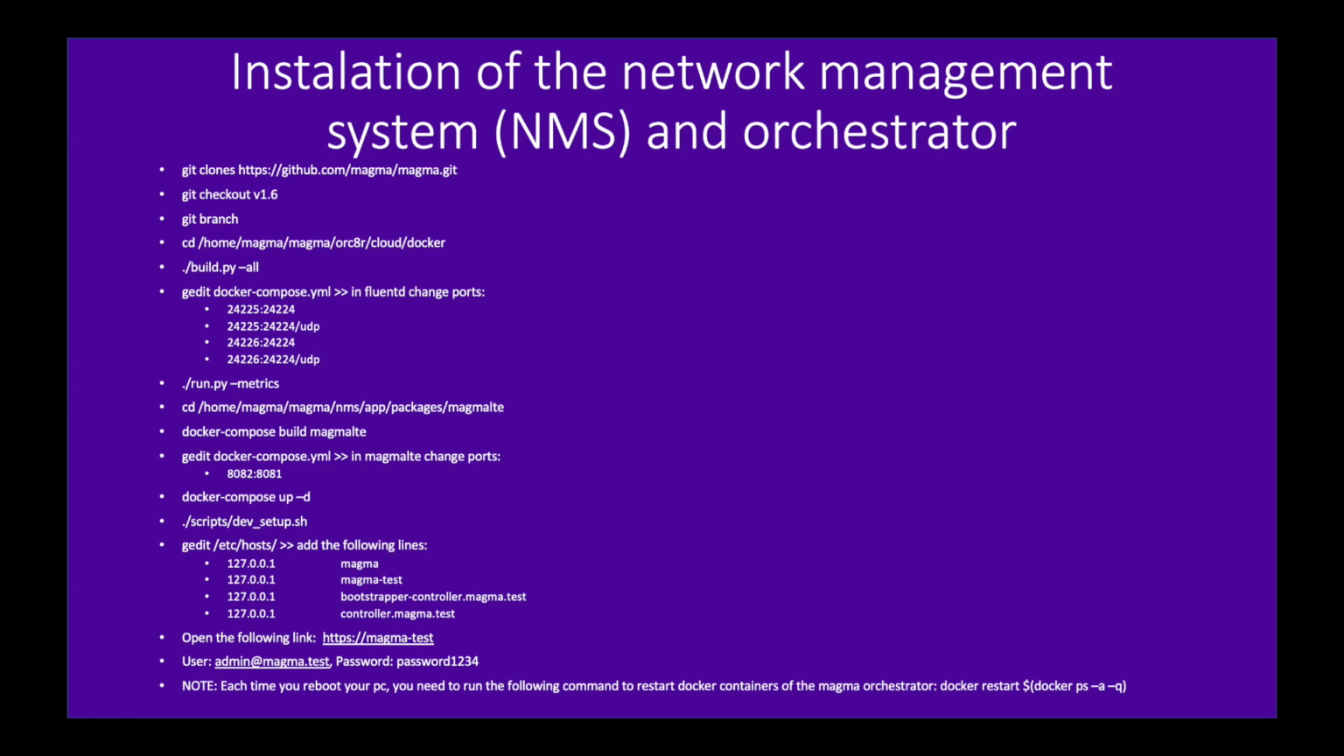But we also need to modify the docker-compose YAML in magmalte to change the ports. In this case, you need to change the ports as shown. Then we run docker-compose up -d and we execute the images.